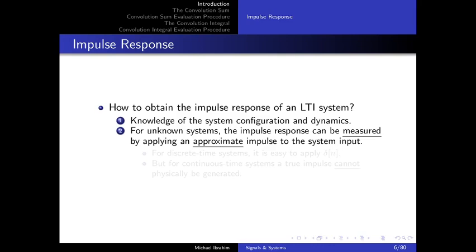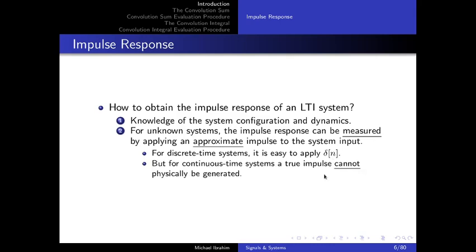You cannot actually generate this kind of function in the lab, but you can have an approximate impulse, a pulse that's very narrow and has very high amplitude. Apply this kind of pulse on a system and measure the output. The output will be kind of the impulse response. For discrete time systems, it's easy because delta of n is just a value of 1 at instant 0, but for continuous time systems, you cannot have an actual impulse, but you can have an approximate impulse, and then you can get the impulse response.